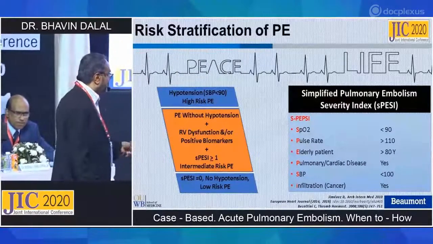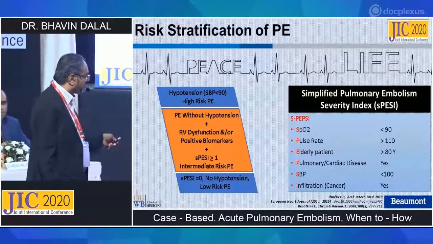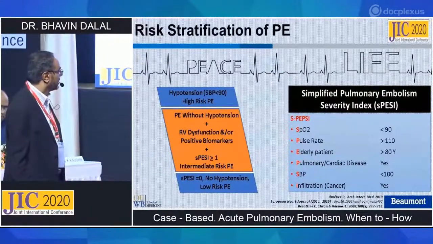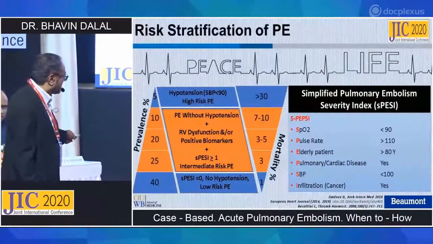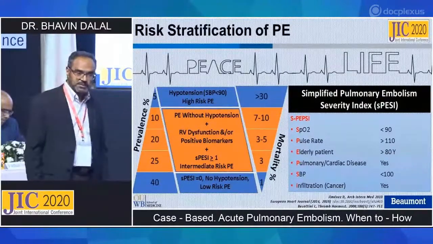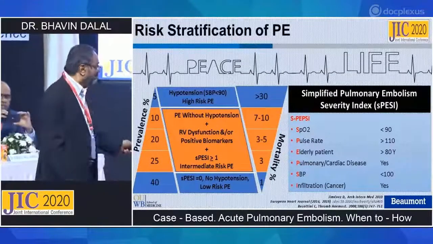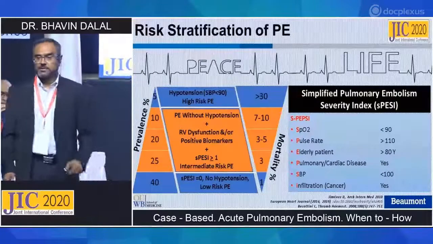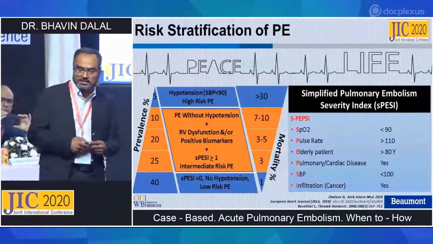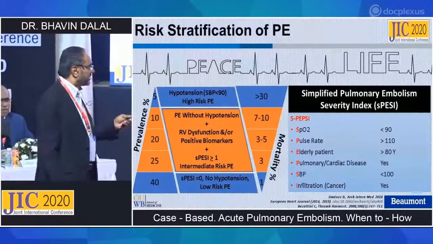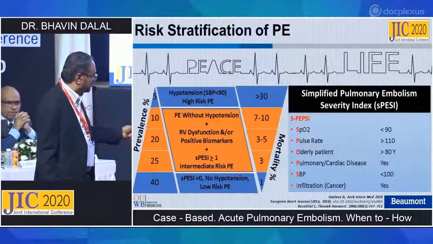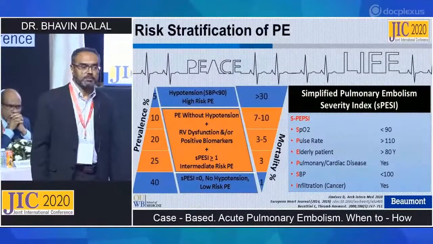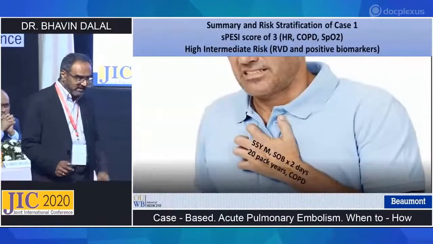So as I said, the most controversial and most problematic part is this middle group. The prevalence of submassive PE is anywhere between 50 to 60%, and the mortality varies anywhere between 3 to 10% even in the best setup. That's why I think this particular spectrum, the one in orange, is the most important to understand. With that, I have a case for you.